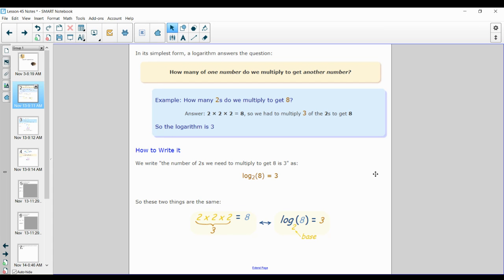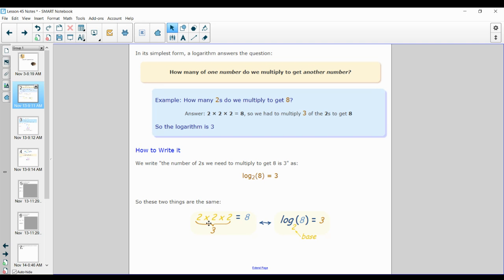Essentially, what a logarithm will do is it's going to talk about how many times you need to multiply something to get another piece. So for instance, how many 2's do you need to multiply to get 8? Well, there would be 3 of them. So that's going to be written as a logarithm here. So how many times would I need to multiply 2 together in order to get 8? The answer would be 3.